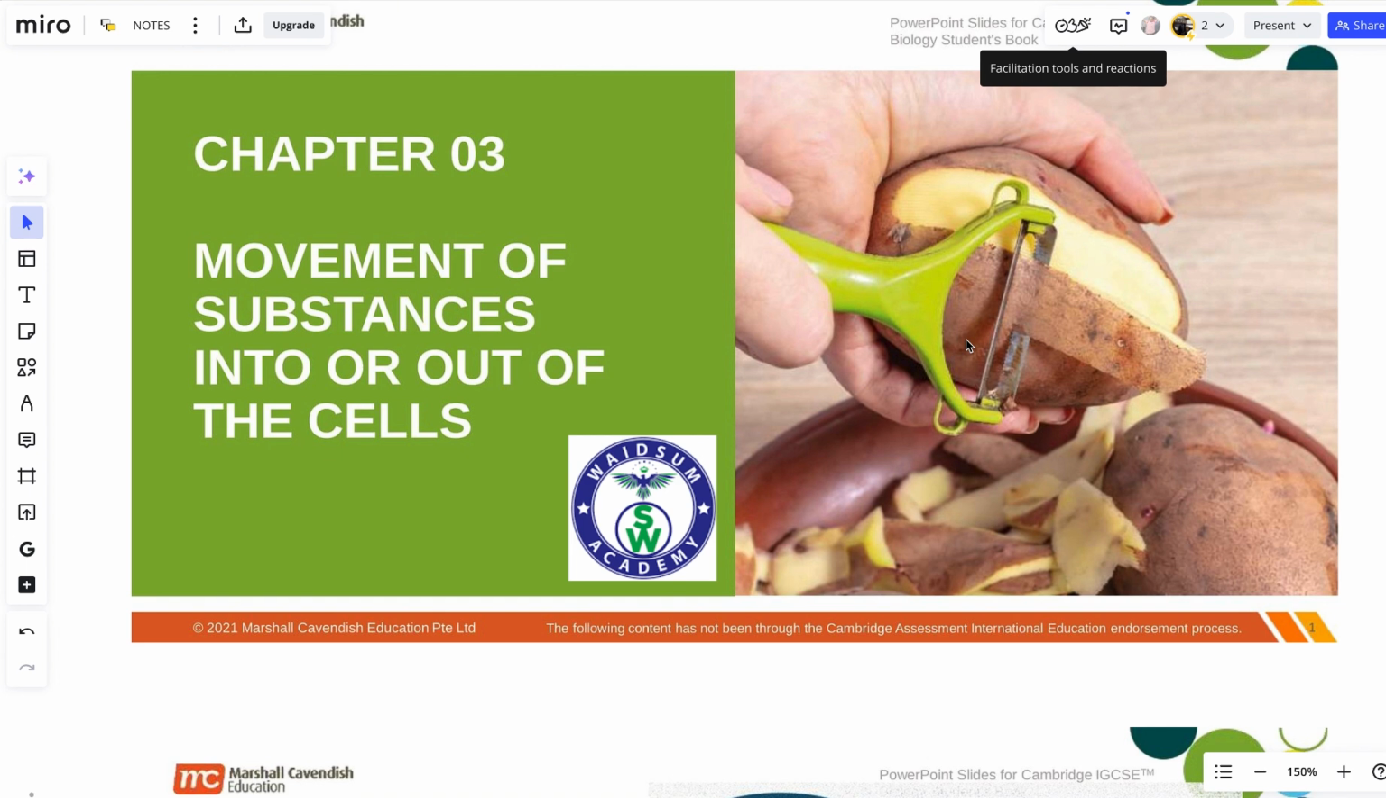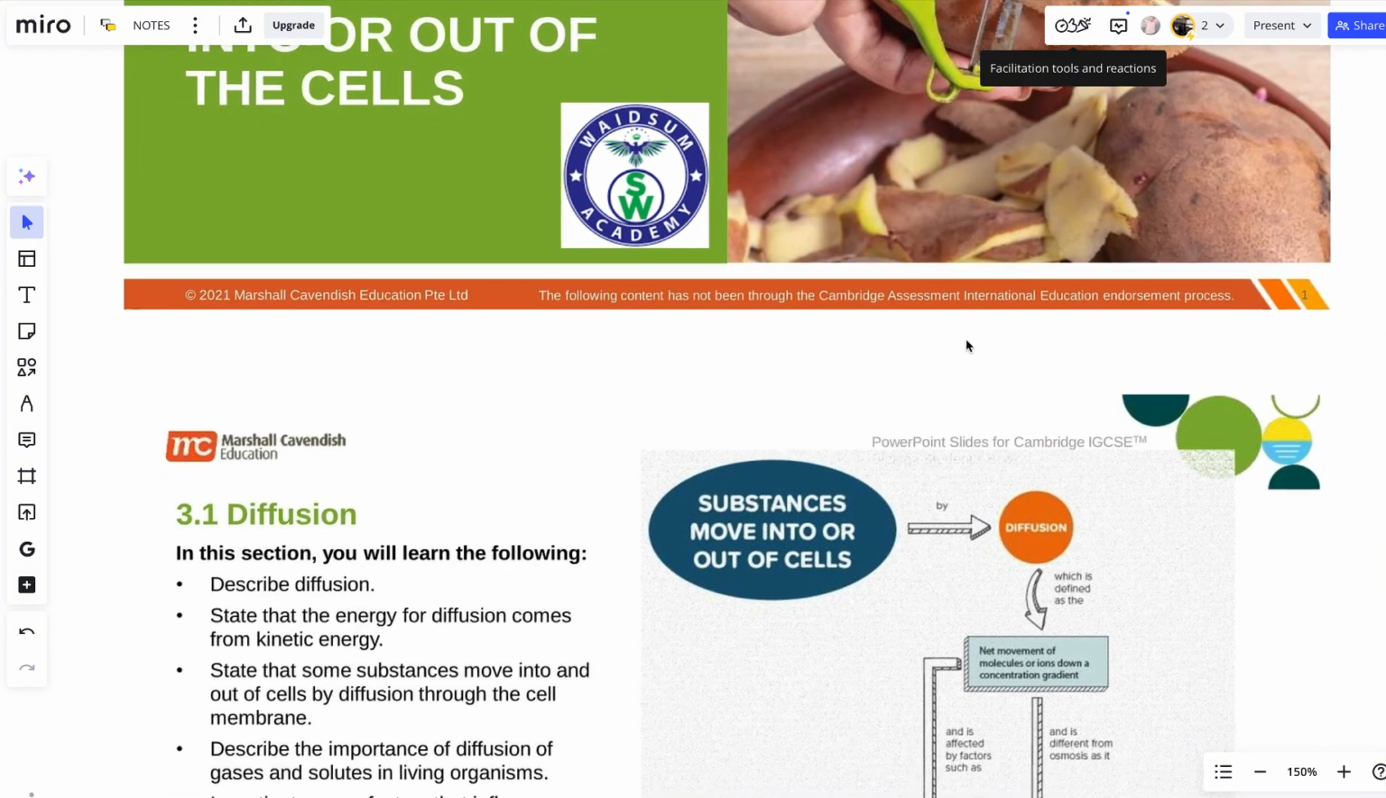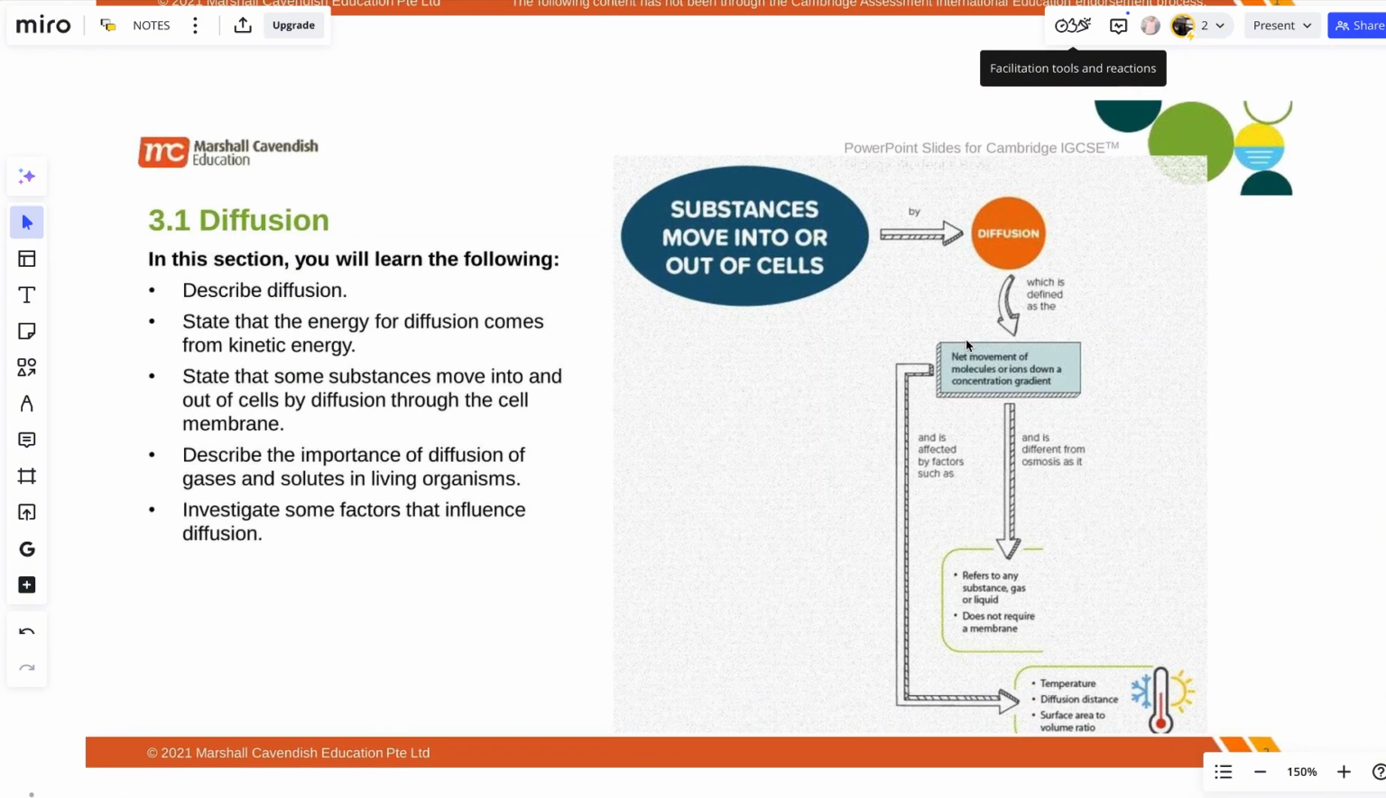Chapter 3 is about the movement of molecules, whether they be gas molecules or water molecules or ions, from a region of higher concentration to a region of lower concentration, or from lower to higher if it's moving against the concentration gradient, as in the case of active transport. So today we'll be looking at three things. The first one is diffusion.